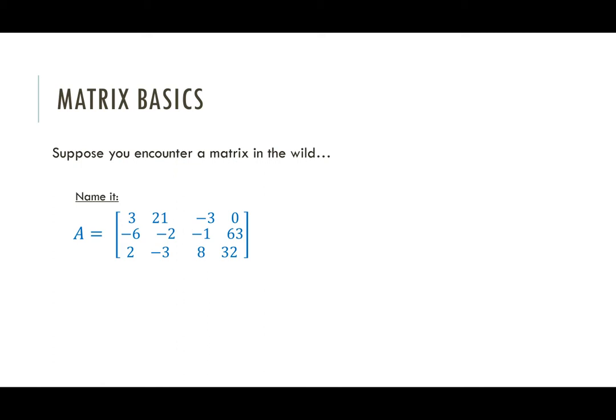The next thing you might do if you find a matrix in the wild is classify it. Say this matrix that we found has 3 rows and 4 columns. And so it is classified as a 3 by 4 matrix. So rows come first and then columns when you're doing the something by something.